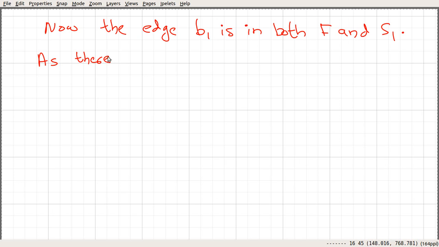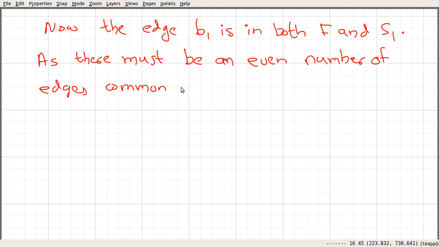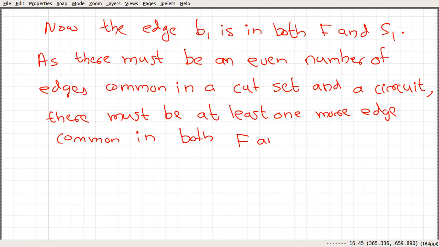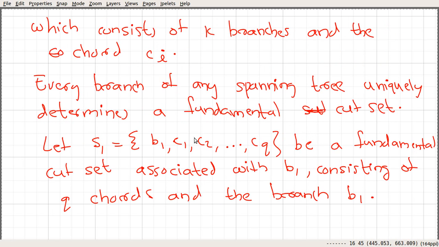So as there must be an even number of edges common in a cut set and a circuit, there must be at least one more edge common in both F and S1.